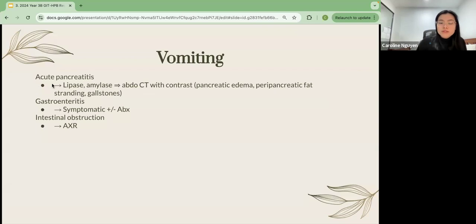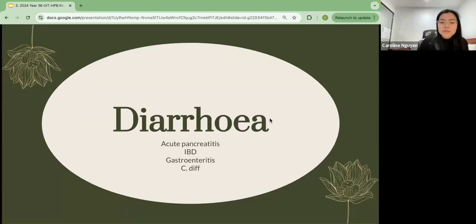How to treat the following. With acute pancreatitis, we said do an abdo CT with contrast, and we're looking for these features. I think I got acute pancreatitis in my OSCE, and one of the questions was, what are the signs you're looking for on CT? I think it was diverticulitis or pancreatitis. They wanted to hear edema, peripancreatic fat stranding, and gallstones if they're there. Gastroenteritis: symptomatic treatment, plus or minus antibiotics. Intestinal obstruction: do an abdo x-ray, and then solve it like we discussed before.